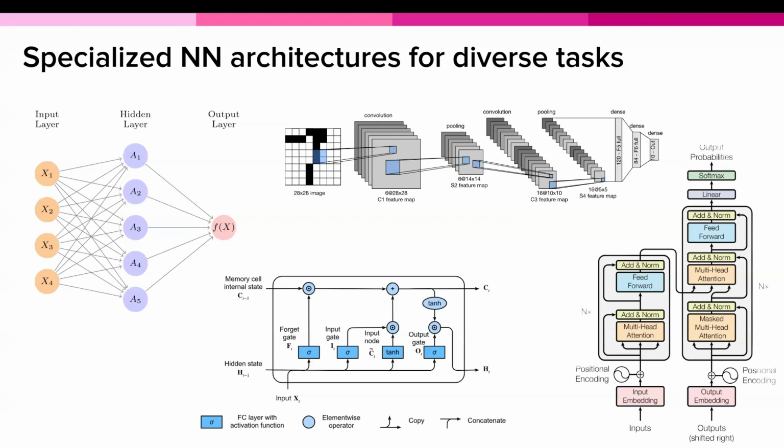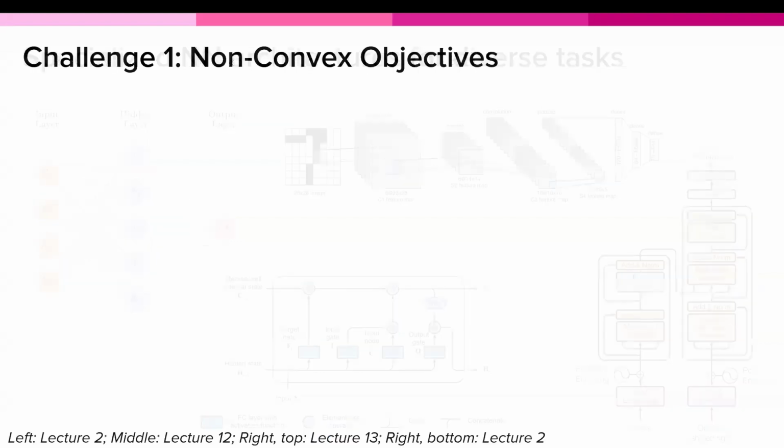So why am I making that claim? It comes down to a few different reasons. The first is that we saw that these objectives are non-convex, and we talked about that in the multi-layer perceptron lecture.